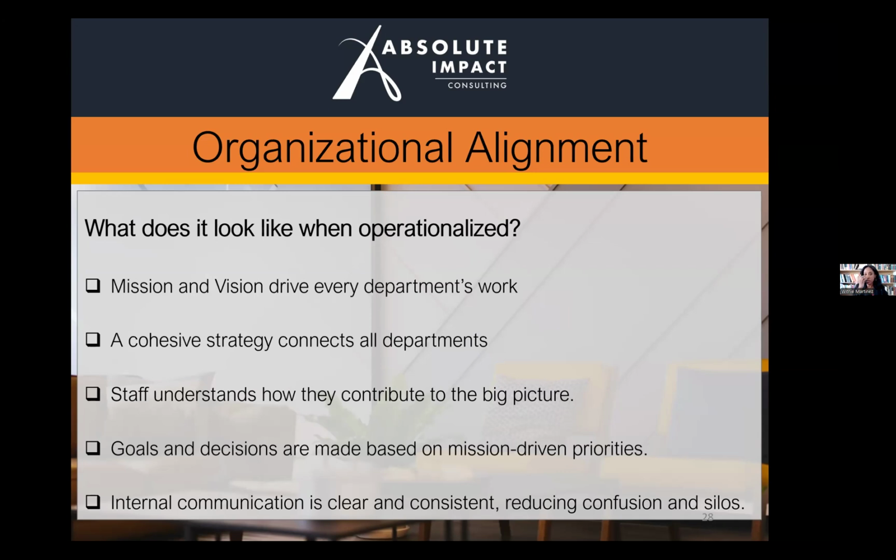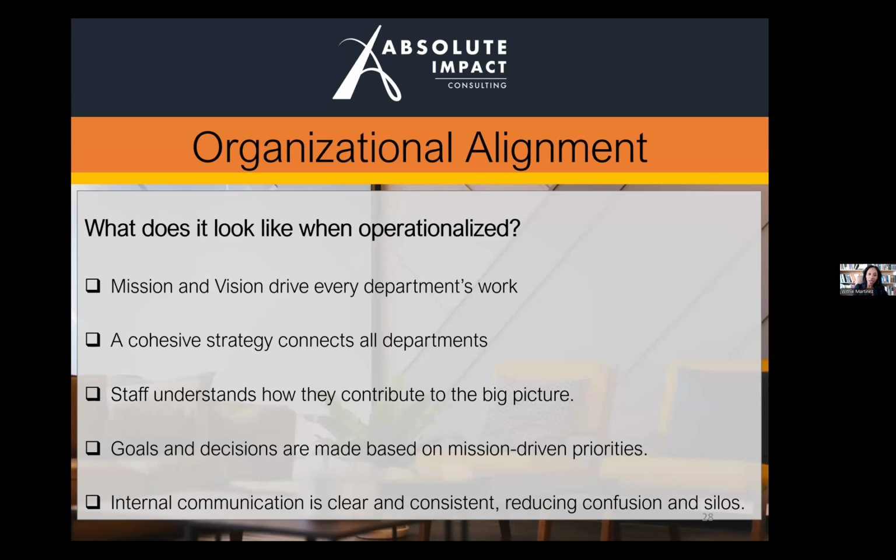So what does it look like when team alignment or organizational alignment is operationalized? What does that look like actually? Well, what it looks like is that the mission and vision drive every department's work. There's no egos involved, okay? The mission and vision drive every department's work.